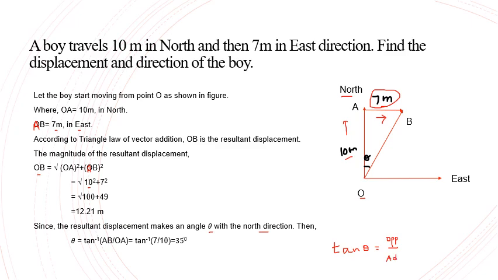So what is your opposite side? AB. Adjacent is OA. So what is theta? Tan inverse of AB by OA. So tan inverse of 7 by 10 is 35 degrees. So this is your angle of inclination towards the north direction. Okay, hope you understood this.